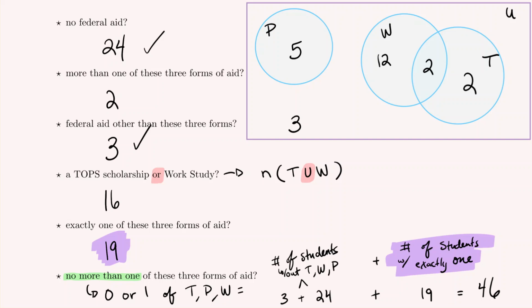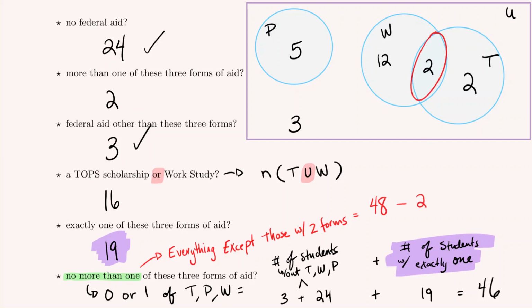Another way to think about this problem is when we say no more than one, what are we excluding? We want to say everything except, if it's no more than one, the most we had was 2 of those 3, except those with 2 forms of the aid. So everything is all 48 students surveyed minus the 2 students who we know had both work study and TOPS. That's 2 of the 3 forms of aid, which would also get us to our answer of 46.